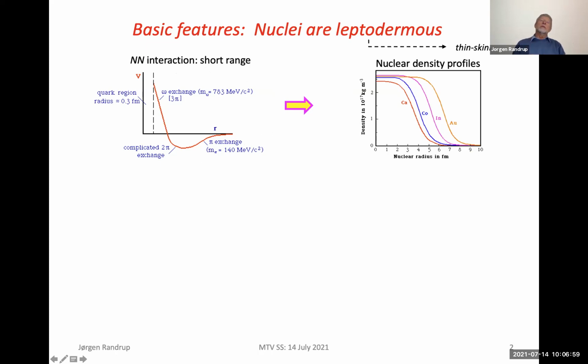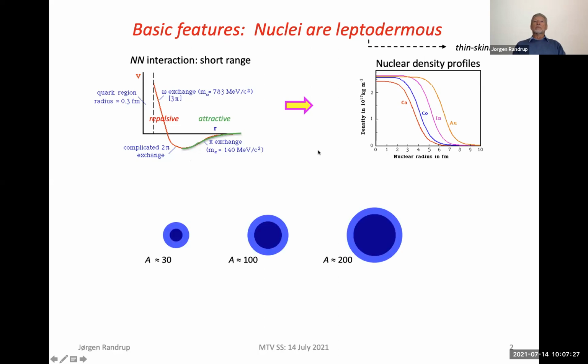So as you come in from a large distance, the lightest meson comes into play first, that's the pion. It gives an attractive interaction. And then as you get closer and closer, it becomes more and more complicated, and the interaction turns repulsive. So you can see there is an optimal separation between the nucleons. And therefore, when you add more and more nucleons to a nucleus, it just simply gets bigger and bigger.